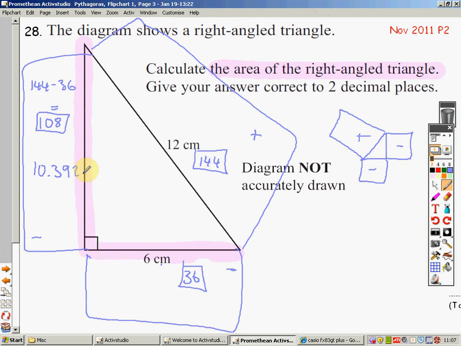I've now got to find the area of this triangle. And the area of a triangle is a half base times height. Well, I've already got my height still in my calculator. I haven't deleted it yet. So I'm now just going to times that by the 6 for the base. Times 6 equals 62.3582907. I'm then going to divide that by 2 for the halving bit.